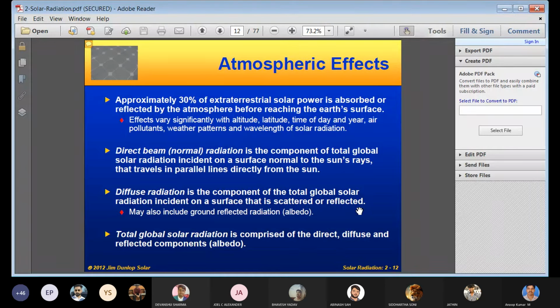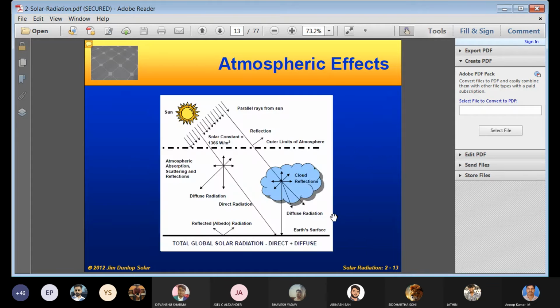There will be a component that is reflected from the clouds, not directly from the sun, but reflected from the clouds. All these constitute diffuse radiation. Mainly ground reflection, albedo, is there. The ground reflection component is called albedo. So these are the two types of radiation.